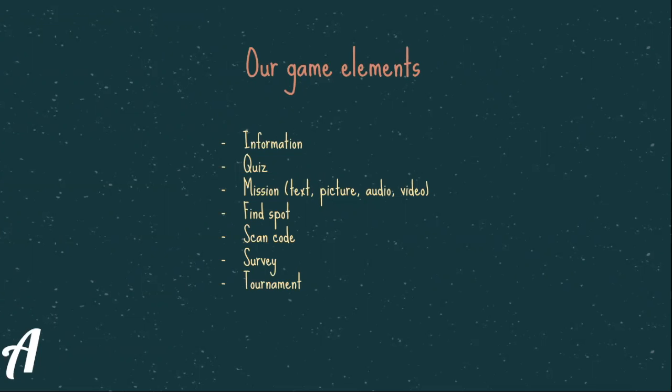We have the find spot game element. So you can set a specific GPS coordinate for the players to get to. And they can earn points by that and move on afterwards to the next element. Then we have scan code. By scanning a generated QR code or scanning an existing code, like a QR code or a product code, the players gain points and solve this task.